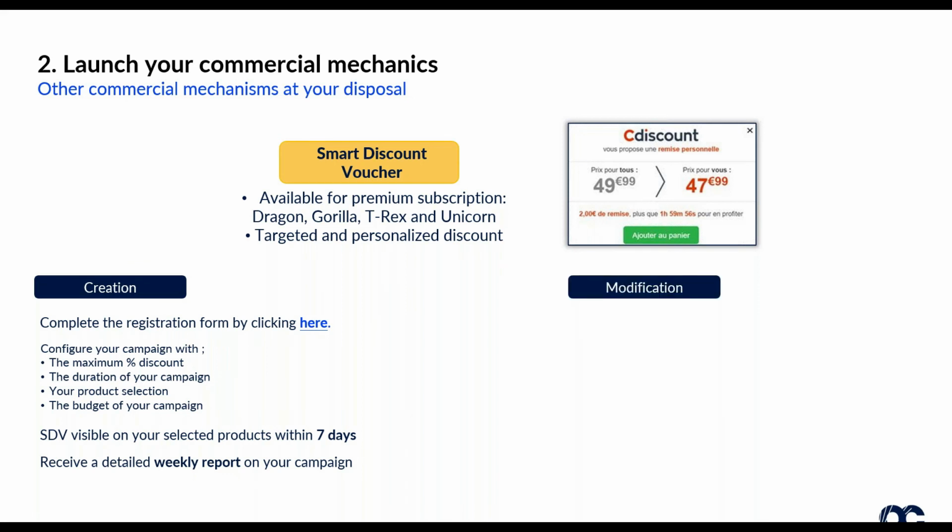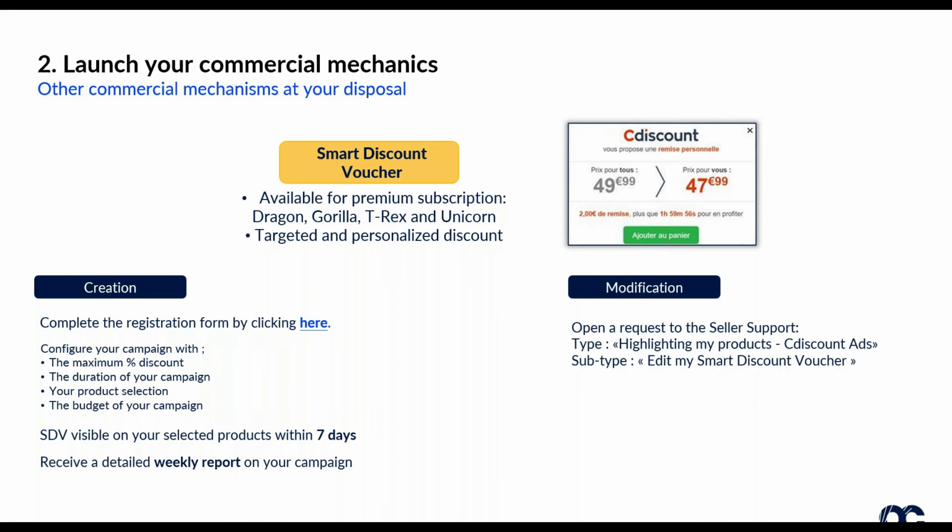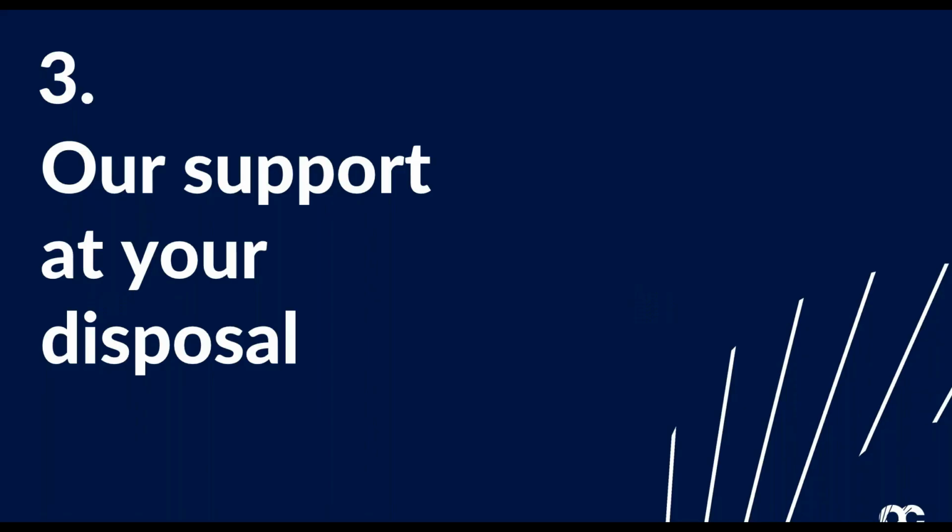To modify your campaign, you must contact our experts at the seller support by opening a new request of case type "Like my product" and subtype "Modify my Smart Discount Voucher." So yes, I hope this is clear for you.